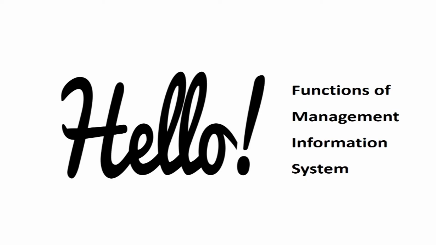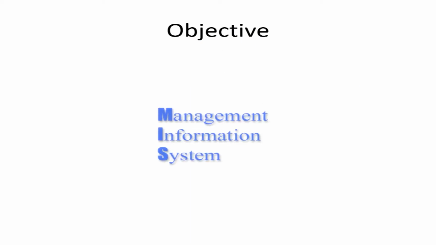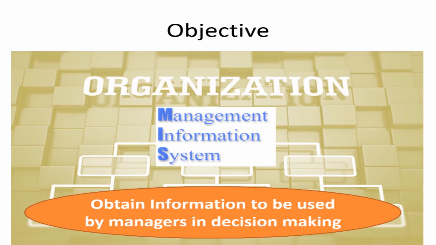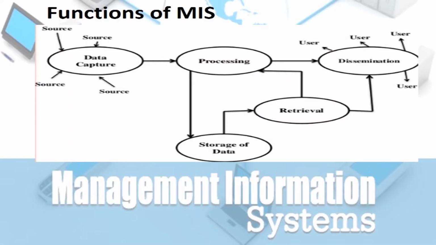Hello everyone! In this video, you will be made aware of various functions of Management Information System in detail. The prime objective of MIS set up by an organization is to obtain information to be used by its managers in decision making. Thus, MIS must perform the following functions in order to meet its objectives.